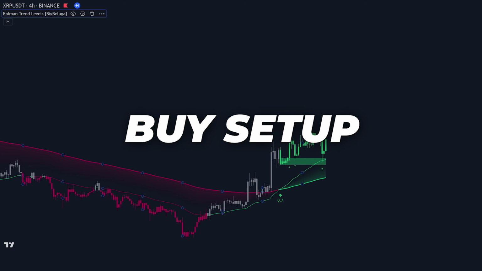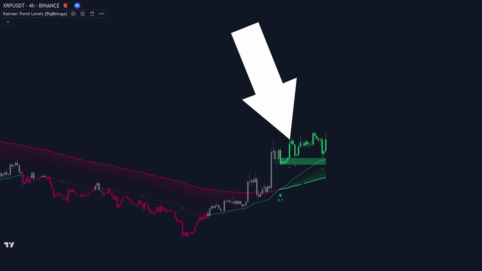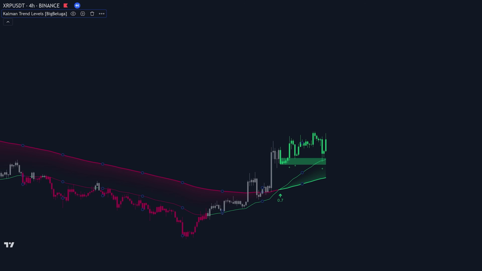Let's examine this buy trade setup in the context of crypto trading using the Kalman Trend Levels indicator. First, observe the fast Kalman line, the thin line, crossing above the slow Kalman line, the thicker green line. This crossover is a clear signal from the indicator that bullish momentum is starting to build. Next, look at how the candles shift to green, confirming the uptrend and aligning perfectly with the bullish crossover signal.